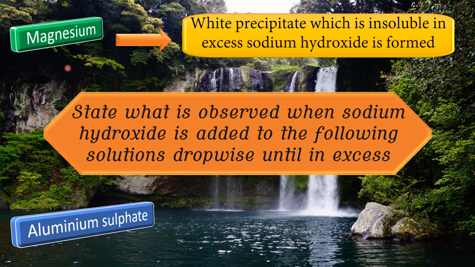We start with magnesium solution. In magnesium solution, when you add sodium hydroxide dropwise, you form a white precipitate. And this precipitate is insoluble in excess sodium hydroxide, meaning that the white precipitate formed by adding sodium hydroxide dropwise stays insoluble even when we add excess sodium hydroxide.